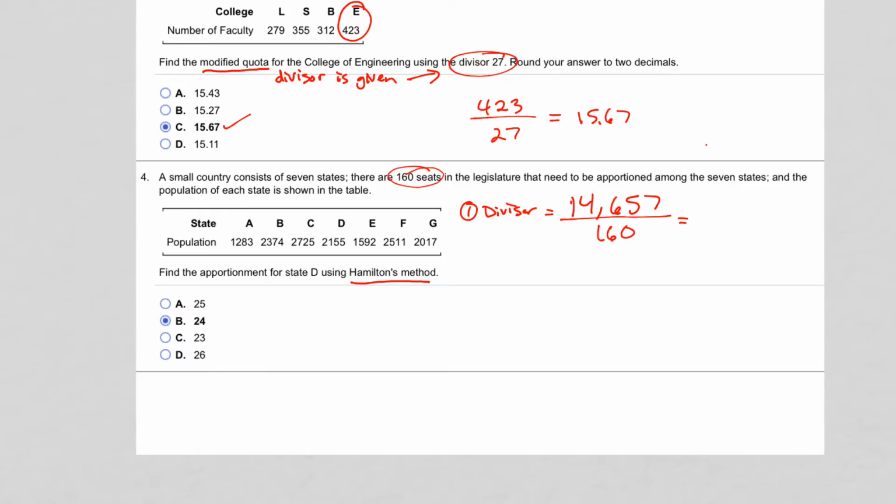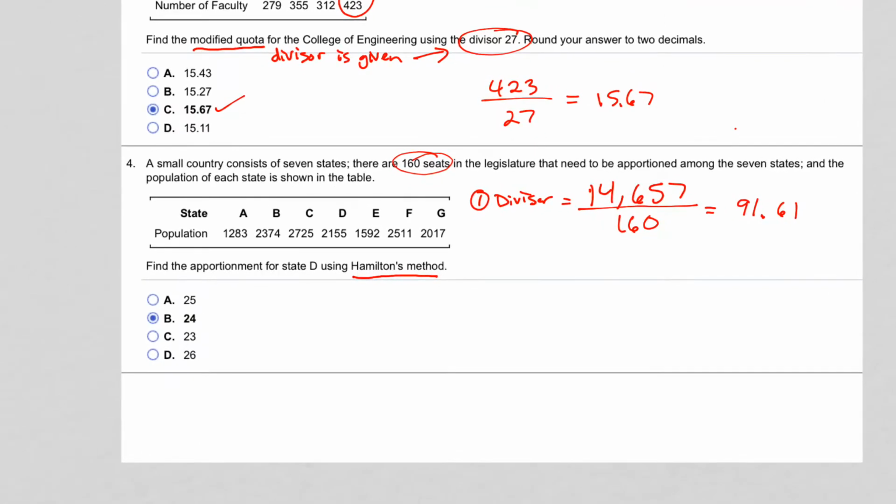So 14,657 divided by 160 is 91.61. So this is our divisor. We're going to divide all of our states by this number. So 1283 divided by 91.61, and that's going to be 14.01.